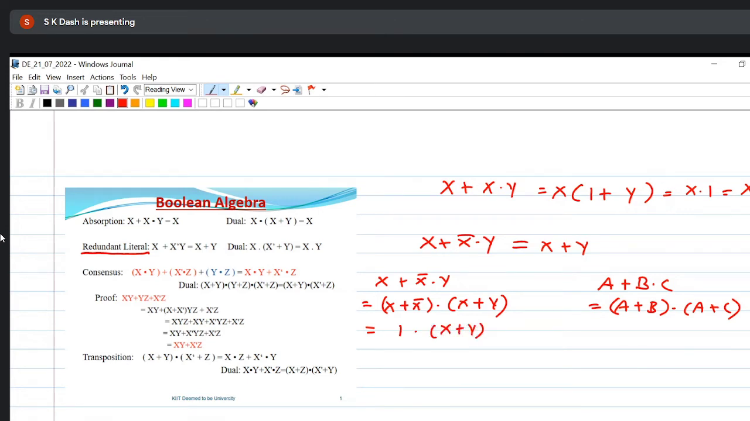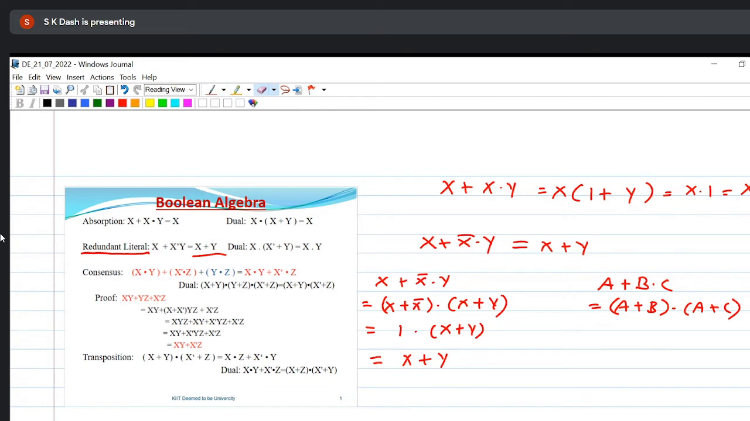If you add something with its complement, only two things are possible. If x is 0, then the output is 1. If x is 1, then the output is 1 only, because x plus its complement is there. So 1 dot (x plus y) will be the same as x plus y. So this is called the redundant literal rule.